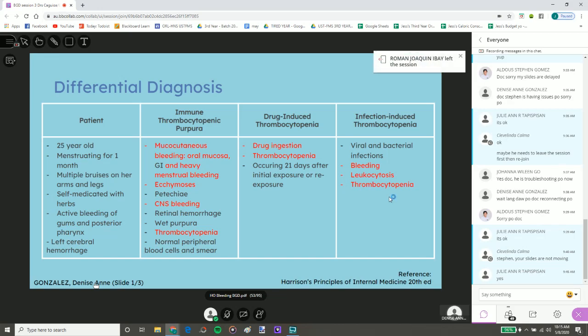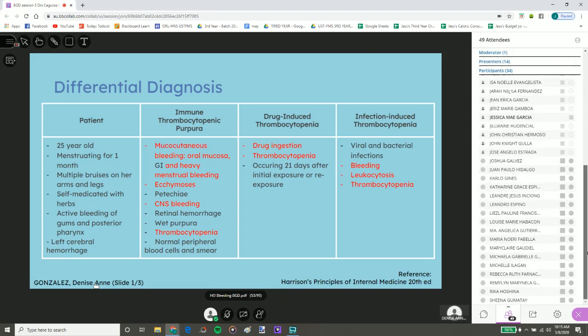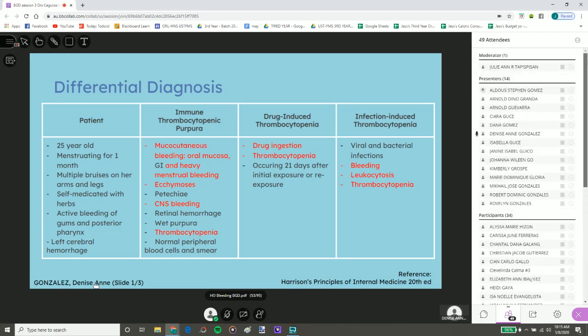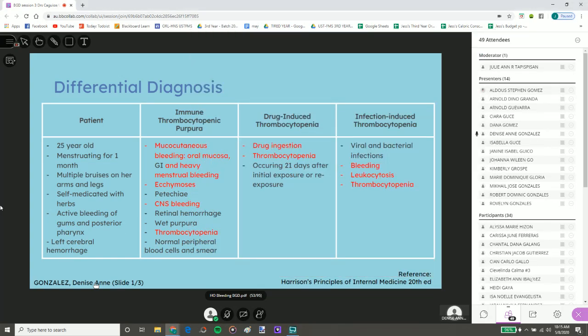For the last differential, we are considering infection-induced thrombocytopenia since it is the most common non-iatrogenic cause of thrombocytopenia according to Harrison's. Also, since the patient presented with bleeding and leukocytosis. Although this would be the less likely diagnosis since the patient did not present with clinical symptoms of a viral or bacterial infection. Our patient presented with acute leukocytosis since it is a well-established response to the CNS bleeding.